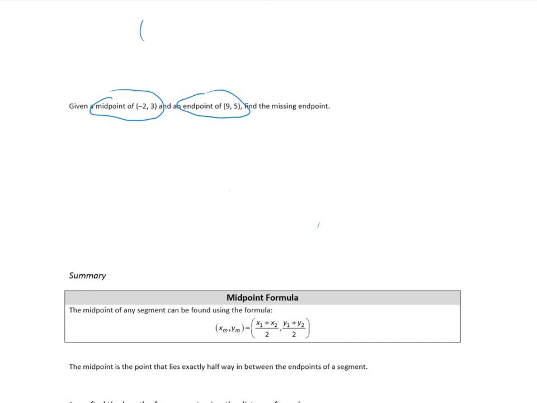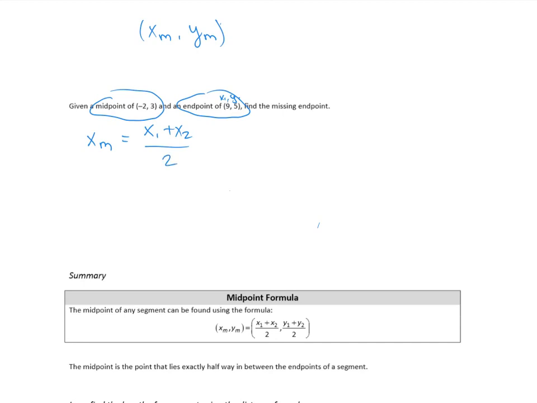I'm now going to call my midpoint xm, comma, ym, right? And I've got this point here, x1, y1. I'm going to consider my x's and my y's separately. It's easier to do it that way. So I know that the x value of my midpoint has to equal x1 plus x2 over 2.